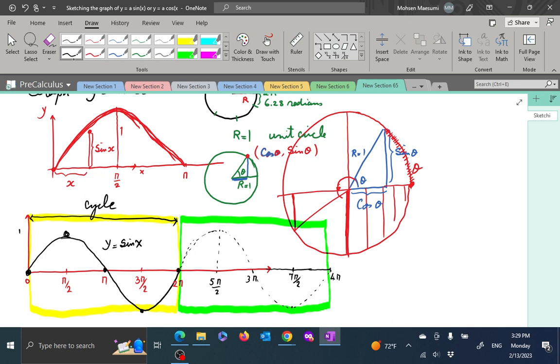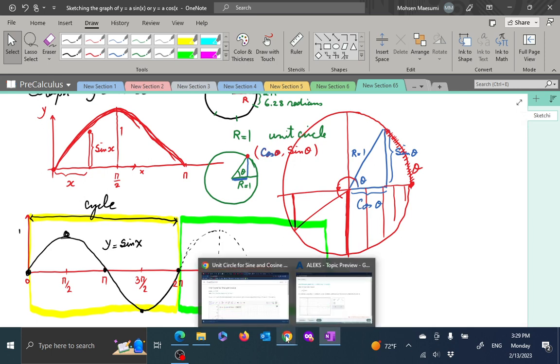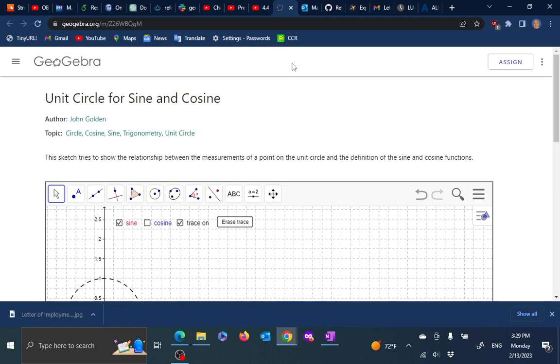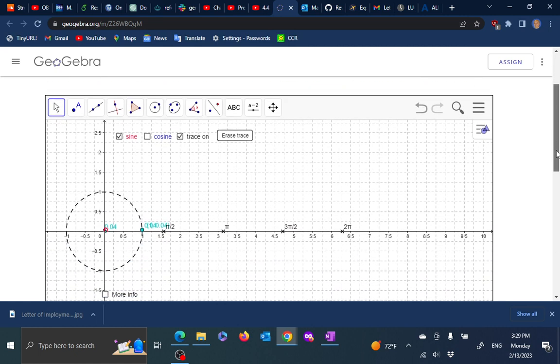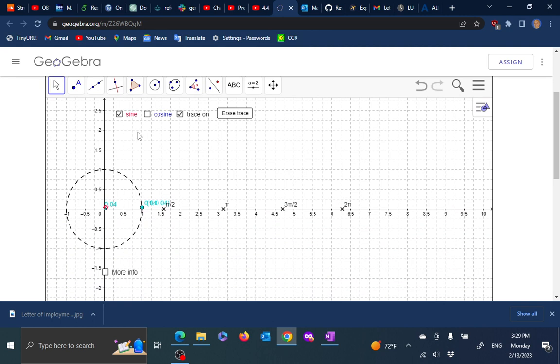Let's go ahead and take a look at this on a software called GeoGebra. We can look at these functions and get a very good impression of what they do. So here I'm going to take a look at this GeoGebra page by Mr. John Golden. Here he is showing us what happens when we graph either of these functions. You can click on sine or cosine, and you can have the trace on or off. We have the trace off first.